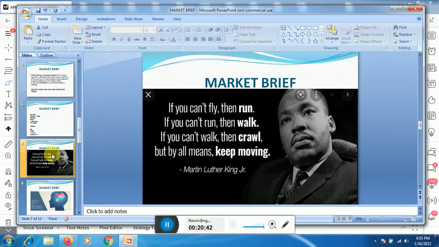Since it's going to be Martin Luther King Day tomorrow on the US front, we might rather just take a quote from Martin Luther King himself about success. If you can fly, then you can run. If you can't run, then you can walk. If you cannot walk, then you can crawl. But all in all, it means that you should keep on moving. As much as you are doing something, you are moving.